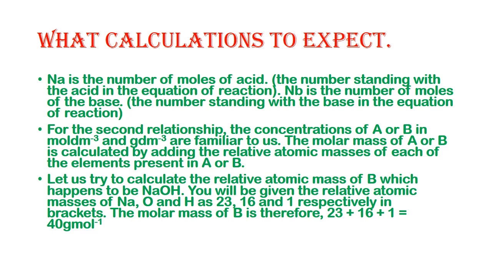So you will see that Na is 23, O is 16, and H is 1. When you add all of them together, 23 plus 16 plus 1, it gives us 40 gram per mole. That is the molar mass of what? Of B. When you want to apply it, you say concentration of B in mole per dm cube equals concentration of B in gram per dm cube all over molar mass of what? Of B. That molar mass of B will now be 40 gram per mole.